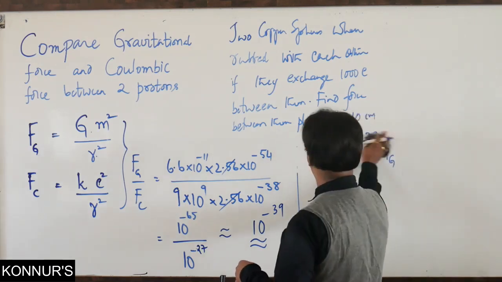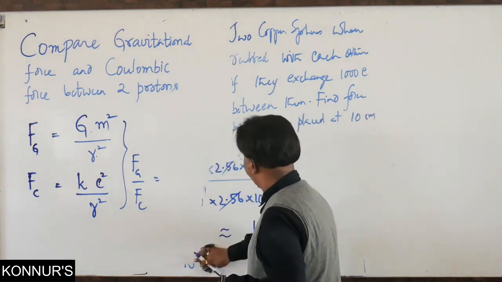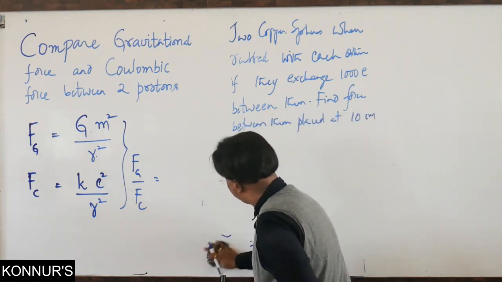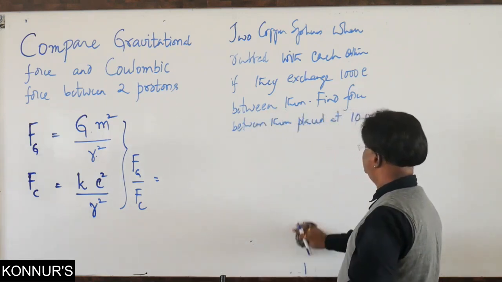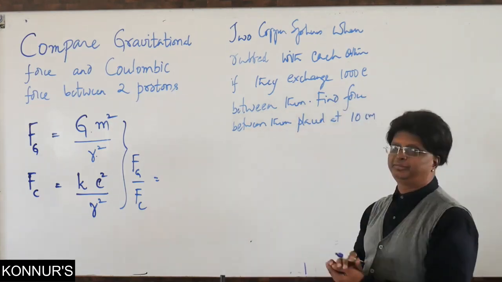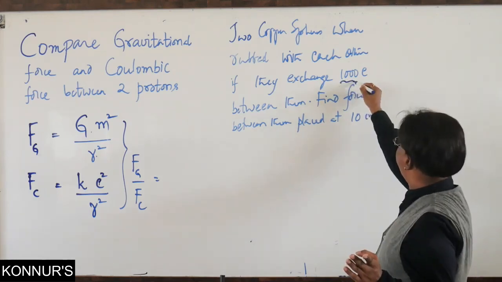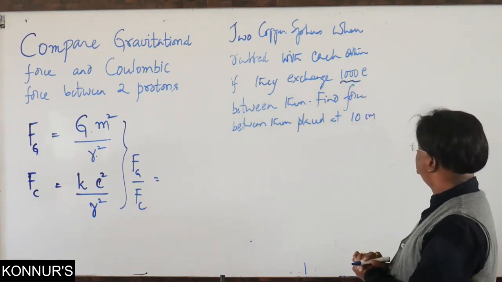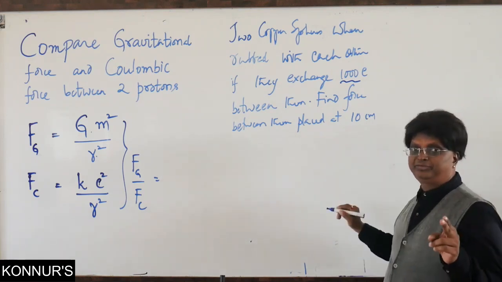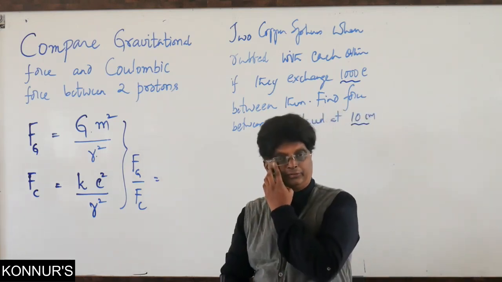Now, this is one such example based on Coulombic force and gravitational force. Now, look at one more example. Next example, again I did the case with Coulombic force. Say two copper spheres, when rubbed with each other, exchange 1000 electrons between them. Now the question is, find the force between them when they are placed at a distance of 10 centimeters from each other.